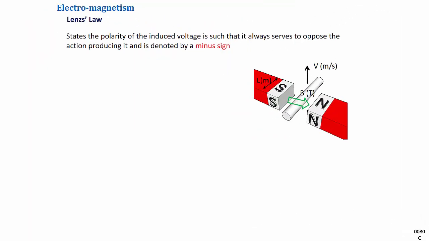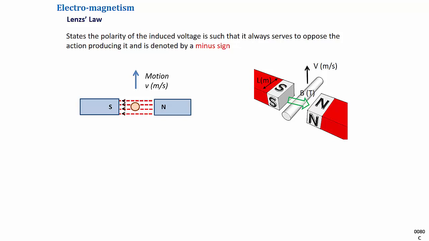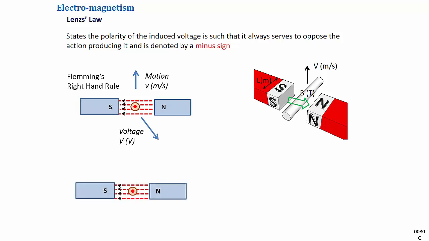Lenz's law states the polarity of the induced voltage is such that it always serves to oppose the action producing it and is denoted by a minus sign. As the conductor cuts up through the magnetic field, a voltage will be induced in the conductor in the direction shown using Fleming's right-hand rule, and a current will flow. So we now have a current-carrying conductor lying in a magnetic field, which will experience a force which, using Fleming's left-hand rule, will act in a downward direction, opposing the very motion that was creating the current. This is Lenz's law.